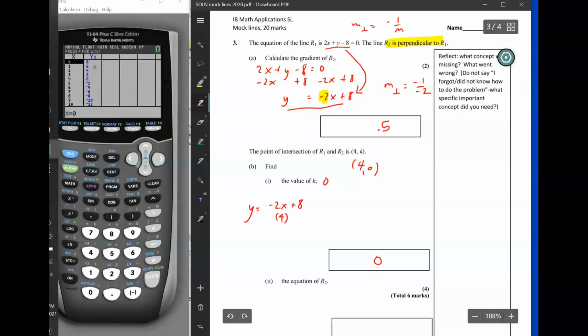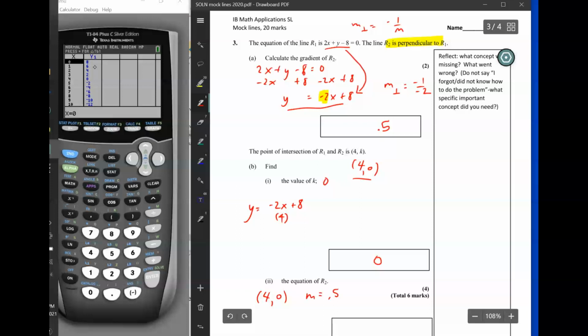Then it asks us for the equation of R2. And now you might be freaking out because you're like, how am I supposed to figure out the equation of R2? I don't know anything about it except that the slope of R2 is 0.5. Well, you do know something, because they told us that the two lines intersect at (4, 0). Not only is (4, 0) a point on R1, it is also a point on R2. So actually, we do know two important things for R2. We know that it has a point (4, 0), and we know that the slope is 0.5.